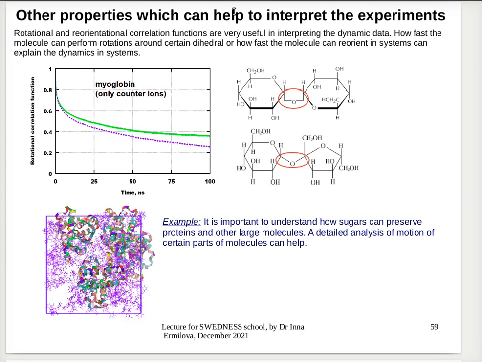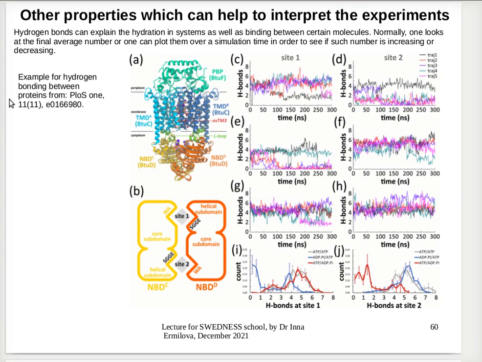Then rotational and reorientational correlation functions can help to interpret the dynamic scattering data, which molecules or which parts of the molecules are rotating, or relaxing faster. Then hydrogen bonds. We all know that a lot of materials depend on hydrogen bonds, and here, for example, one can study hydrogen bonds over time and understand what happens in a protein system during the time.